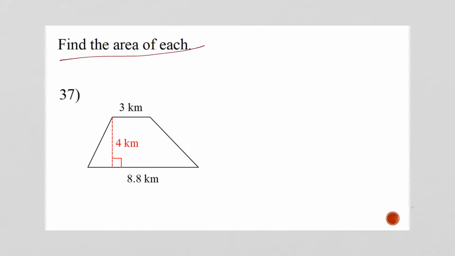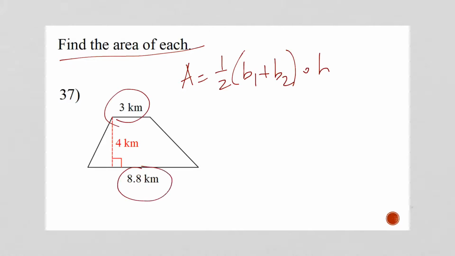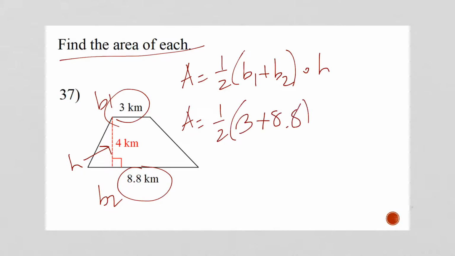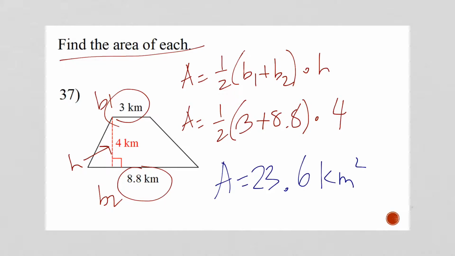37, they're asking us to find the area of a trapezoid. The formula for the area of a trapezoid is 1/2 times the sum of base 1 plus base 2 times the height. Base 1, base 2, height. So don't forget the bases are your parallel sides. So 1/2 times base 1 plus base 2 times h. So type that into your calculator, check what you get. And you'll get 23.6, 23 and 6/10 kilometers squared because this is area.